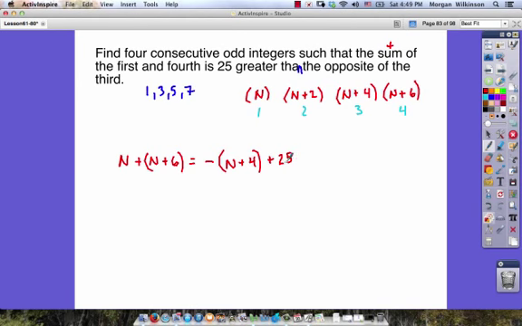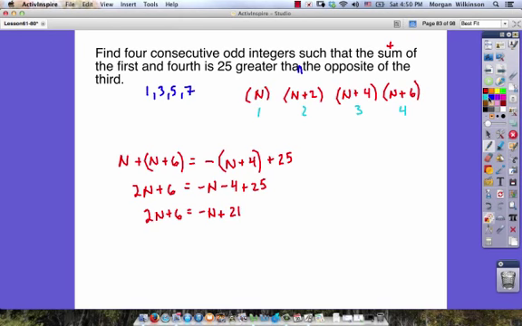And now we can go ahead and solve for this one. As we work through this problem, we're going to get 2n plus 6 is equal to negative n minus 4, because we had to make everything in here the opposite, plus 25. As we solve, we get 2n plus 6 is equal to, we can simplify, negative 4 plus 25, that's going to give us positive 21.